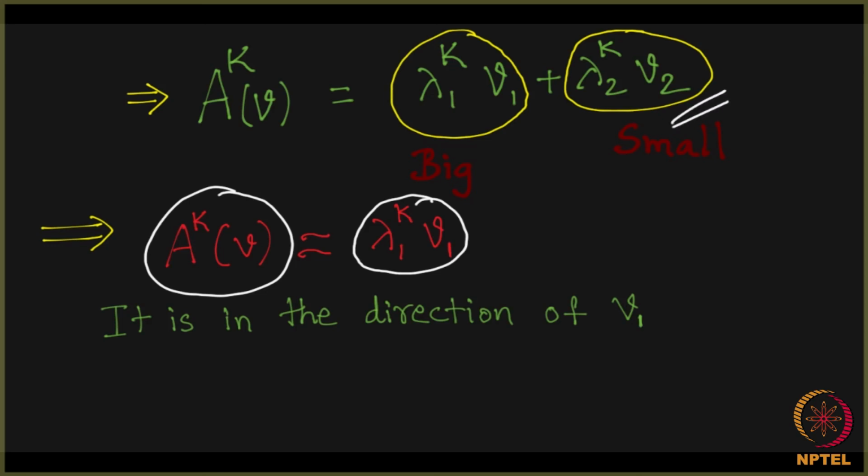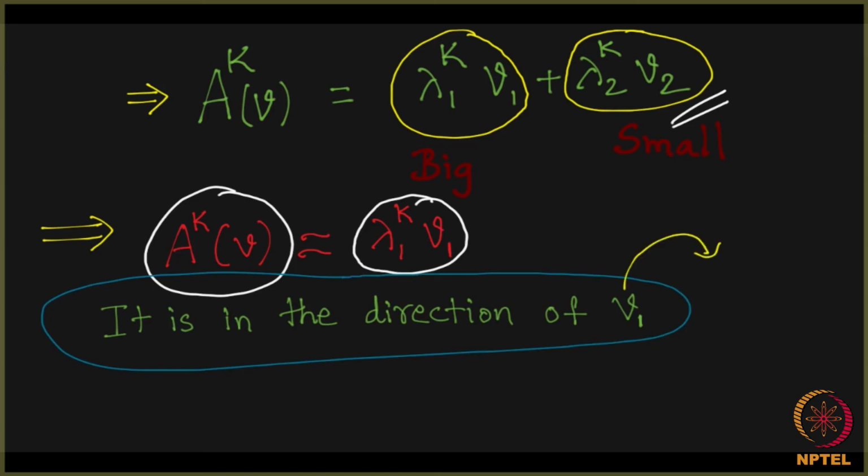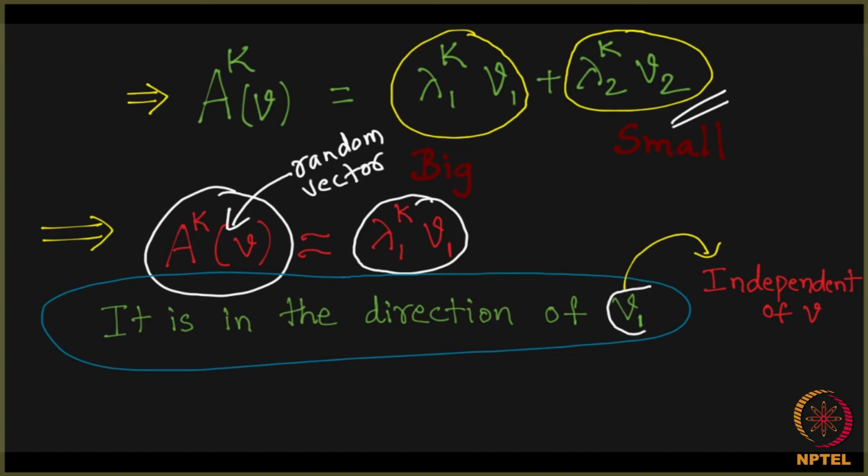Okay, perfect. So what do we conclude? We conclude it's in the direction of v1, and please note this v was a random vector. Let me write that down. This is the most important observation. It was a random vector, and no matter what we chose for v, you always ended up with v1. What is v1? v1 is the eigenvector corresponding to the highest eigenvalue.